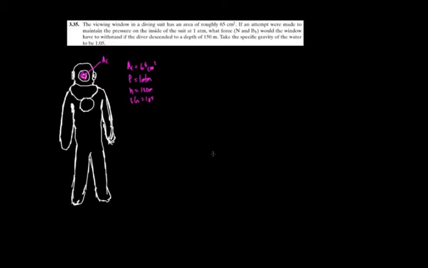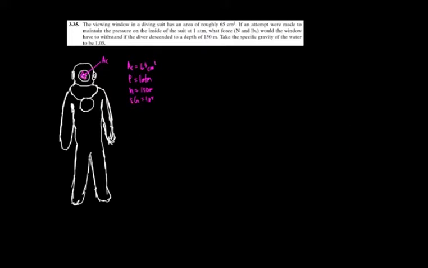Anyway, the viewing window in a diving suit has an area of roughly 65 centimeters squared. If an attempt was made to maintain the pressure on the inside of the suit at 1 atm, what force would the window have to withstand if the diver descended to a depth of 150 meters? Take the specific gravity of water to be 1.05.